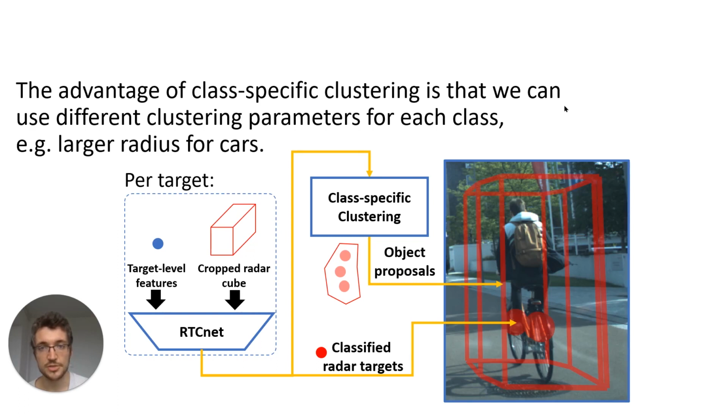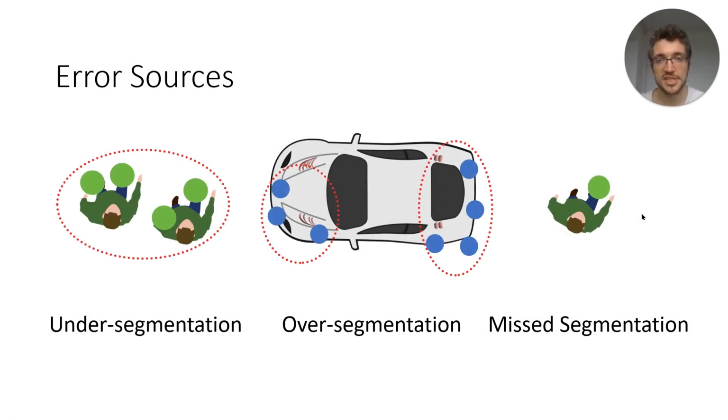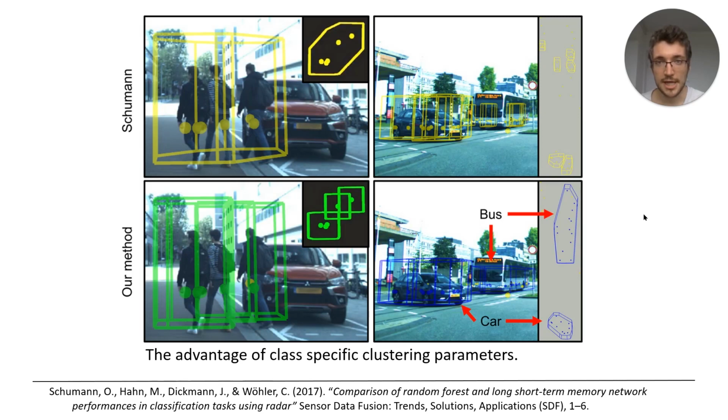There is a big advantage of doing this class-specific clustering, and that is that we can use different clustering parameters for each class. Let me remind you of this slide where we presented the potential error sources in clustering step. In the conventional pipeline, you have to use the same parameter for all classes, which can be too small for big objects or too big for small objects. Instead, in our pipeline, you can first perform the classification and then the clustering. Let me show you two real-life examples.